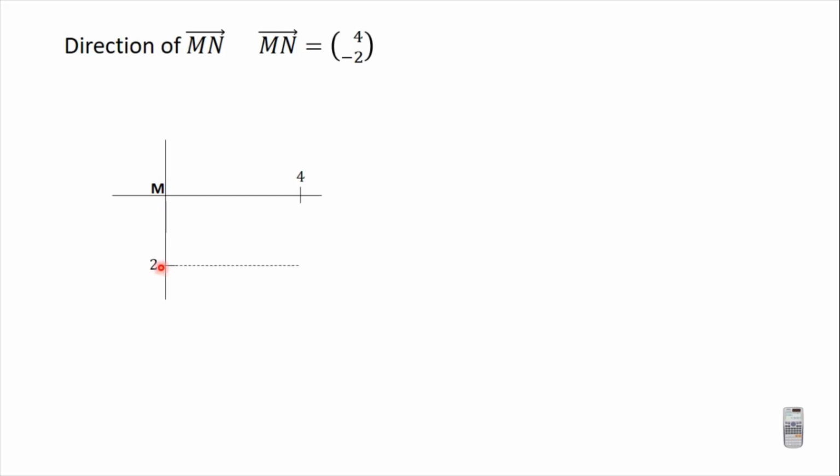So when you draw a line from 2 here and you draw a line from 4 here, they are going to meet at this place, and where they meet is N. So you join M to N. Now look at the direction of the arrow. It's moving from M to N. Okay, so what is the bearing, or what is the direction?